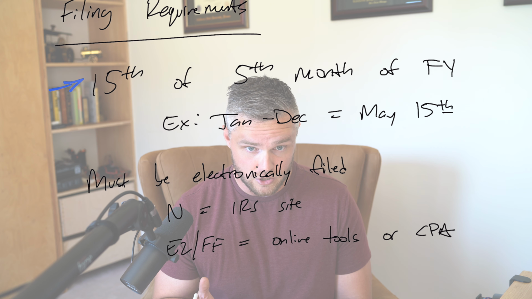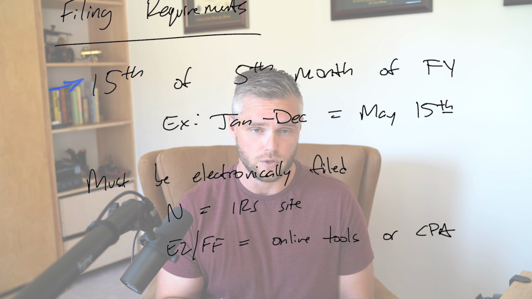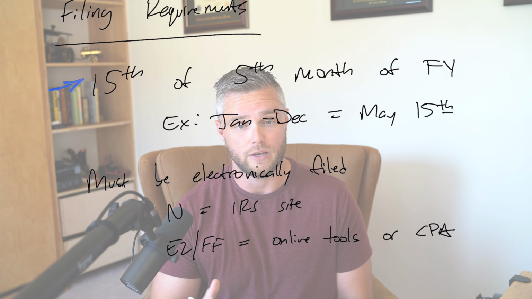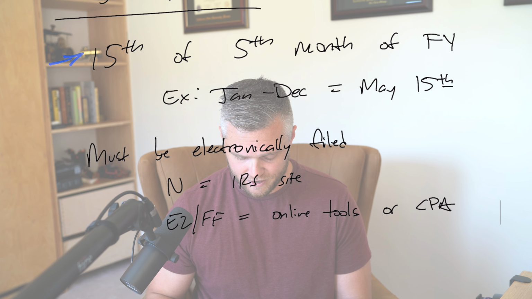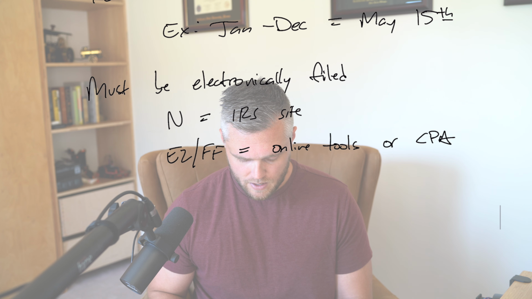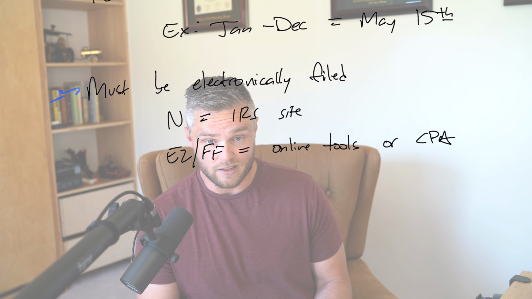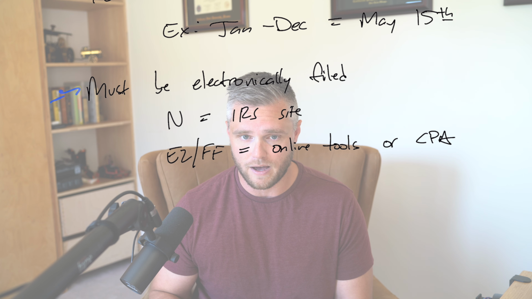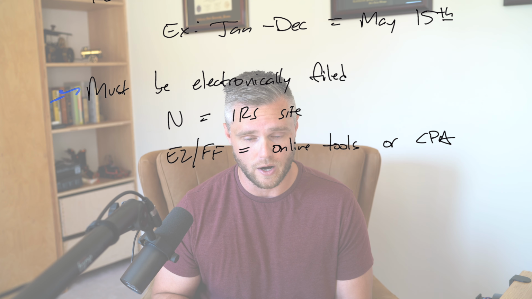There are extensions available for this as well. So if you need a little bit more time or need to work with someone to get what you need to be able to file, you can file an extension. But for the most part, that is the due date. And then these all must be electronically filed. So there's no paper forms, no filling stuff out and mailing it in anymore. You have to do this electronically.